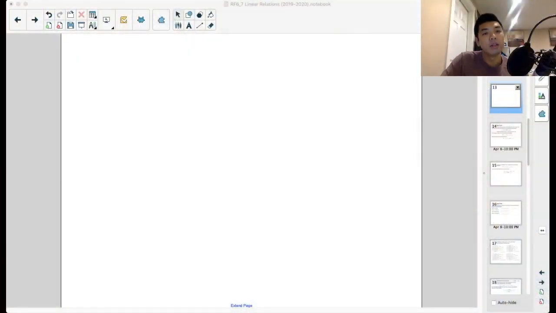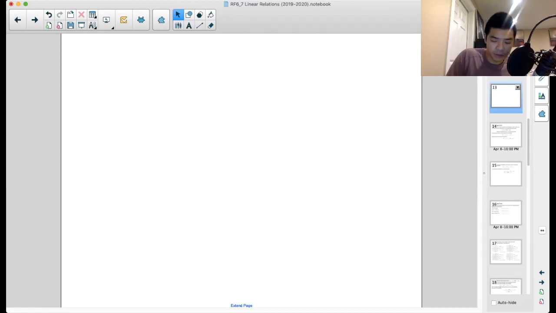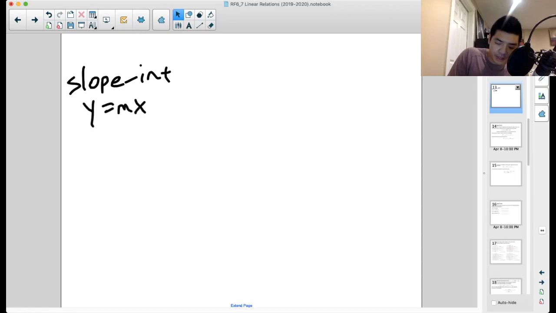So without any further ado, let's go ahead and talk a little bit about point-slope form. Point-slope form is the second form of linear equations that we're going to discuss in RF6 and 7, like I mentioned. In the previous lessons, we talked about slope-intercept form. So just a really quick refresher: slope-intercept form was represented by the equation y = mx + b.